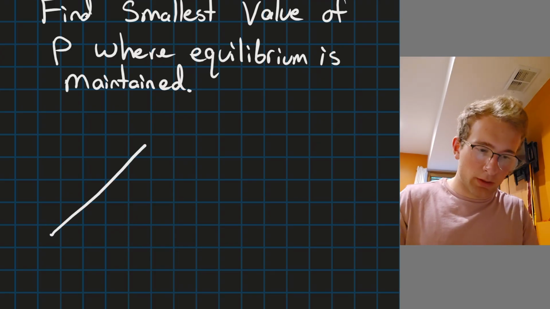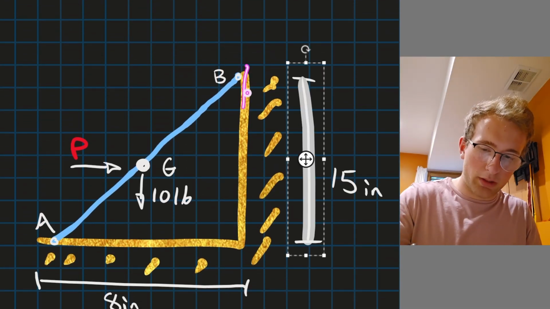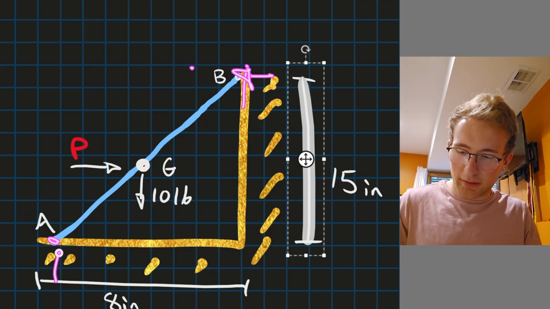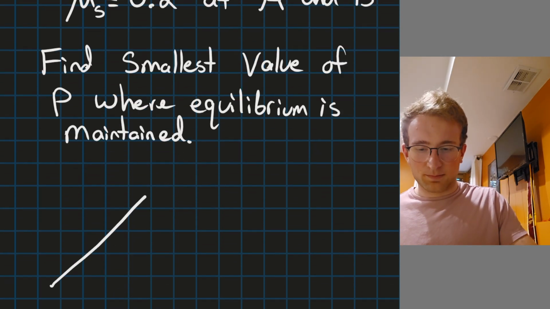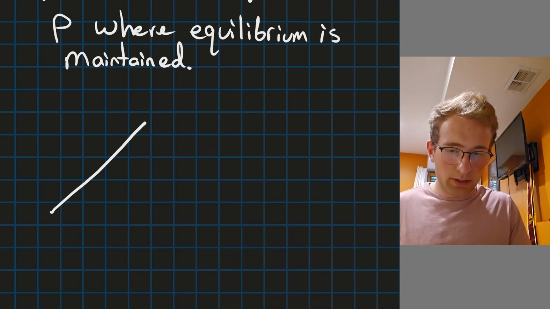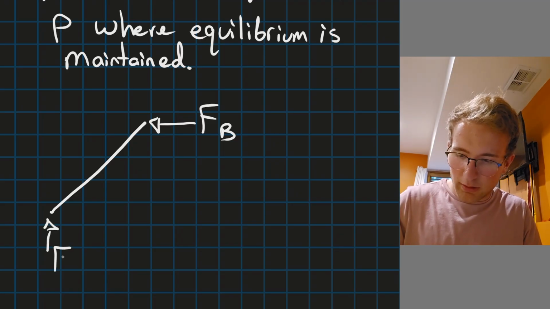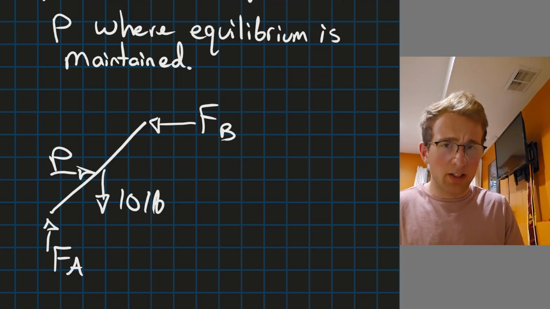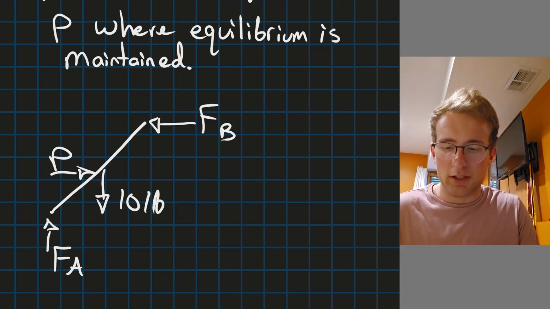Okay, so there's my ladder. It's resting on this wall, so the wall can exert a force normal to that wall. So it's resting at A, so the wall can exert a normal force like that. Okay, so draw my forces. I'm going to call this F sub B, F sub A, and we still have 10 pounds. We have P there. I'm not drawing any friction right now, okay? Assuming no friction right now. Now I want to find P such that this is in equilibrium.